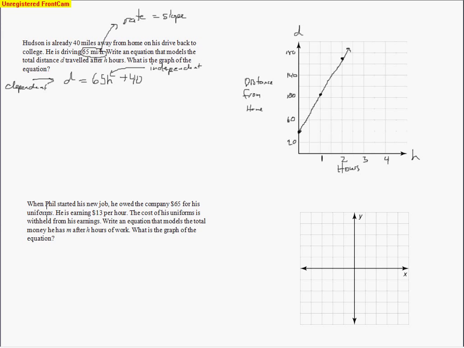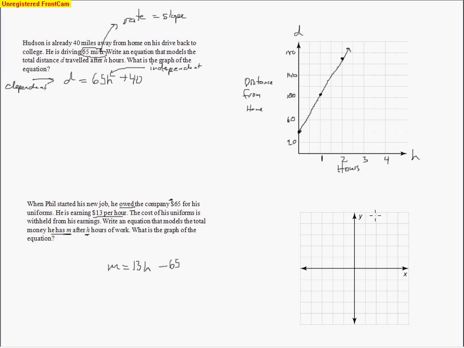So here it says when Phil started his new job, he owed the company. Owed the company means it's going to end up telling us that we have a minus $65. He owed the company $65 for his uniform. So it's a minus 65 to start with. And then his earnings were $13 per hour. So $13 every hour. And they want to know, write an equation that models the total amount of money after so many hours. So we're going to find out how much money he has.